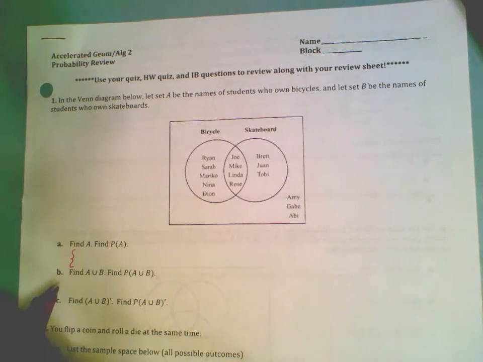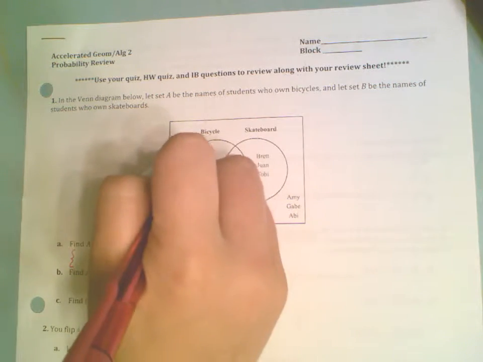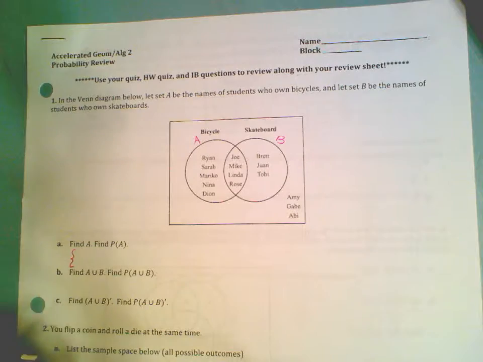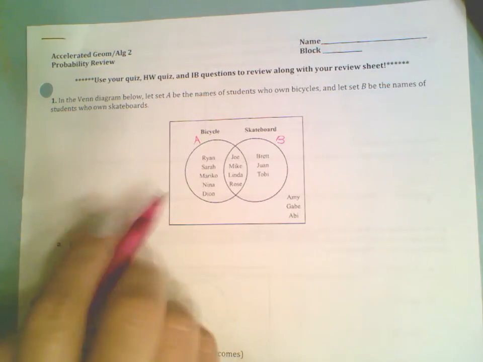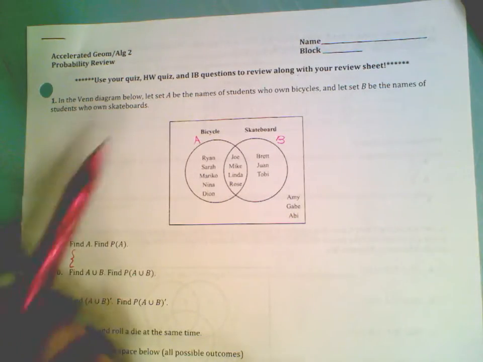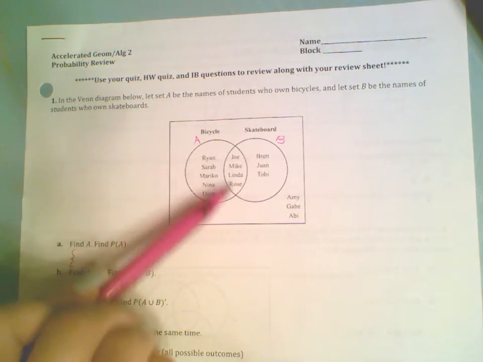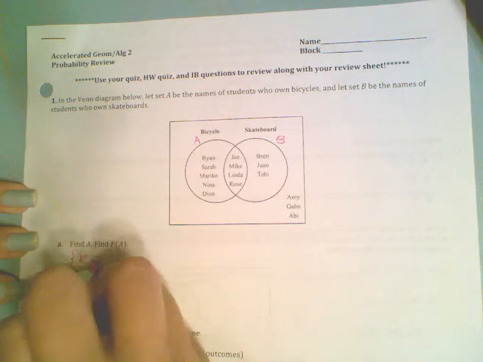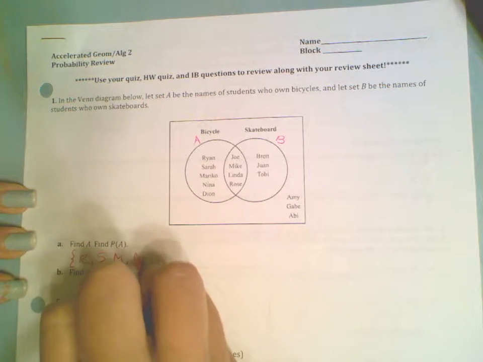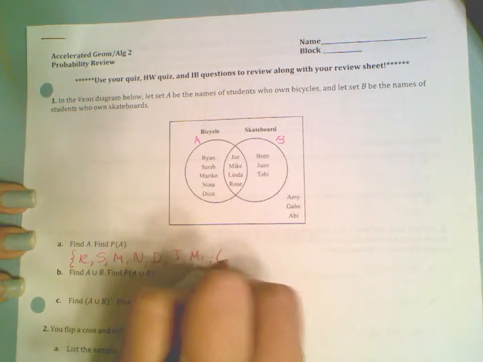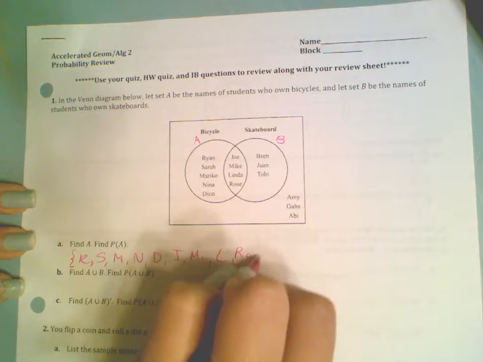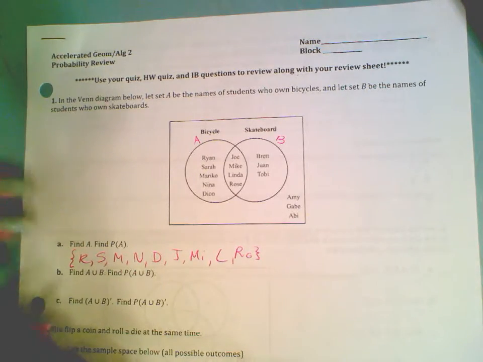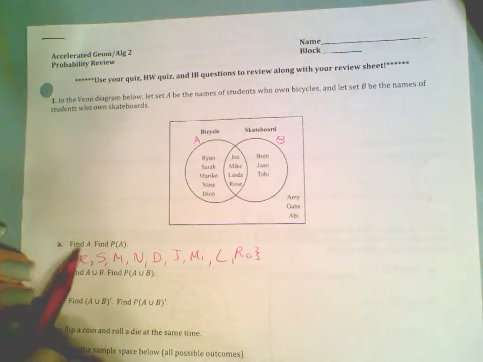So the set notation always starts with a brace and ends with a brace. Set A will always be the bubble on the left and B will always be the bubble on the right. So if I'm finding A, I'm just going to list everything that exists in this bubble, keeping in mind that these people do own bicycles, so they will belong to set A. So I've got Ryan, Sarah, Mariko, Nina, Dion, Jake, Mike, Linda, and Rose. I abbreviated.